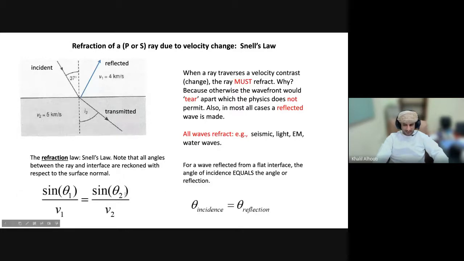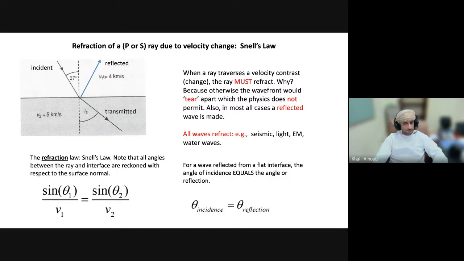So if we apply Snell's law, and only one variable is missing, we know the angle of incident, and we assume we know the respective velocities of the first and the second layer, we can work out what we call the refraction or transmission angle. It could be larger or smaller than the incident angle, based on the velocity of the respective layers.